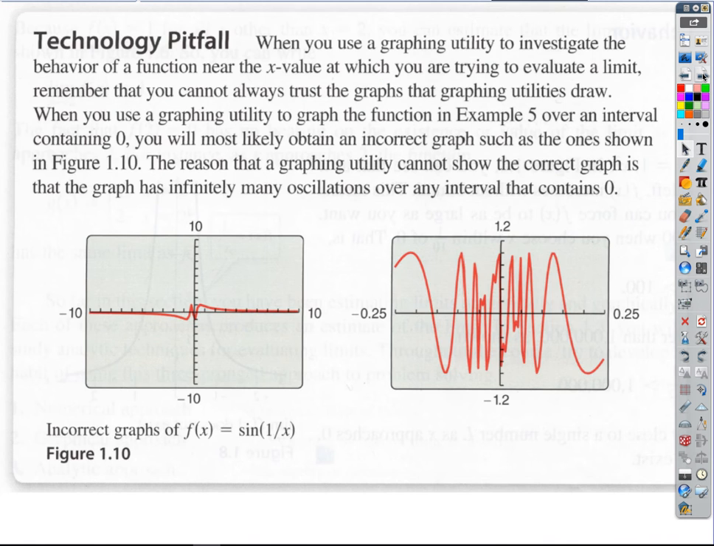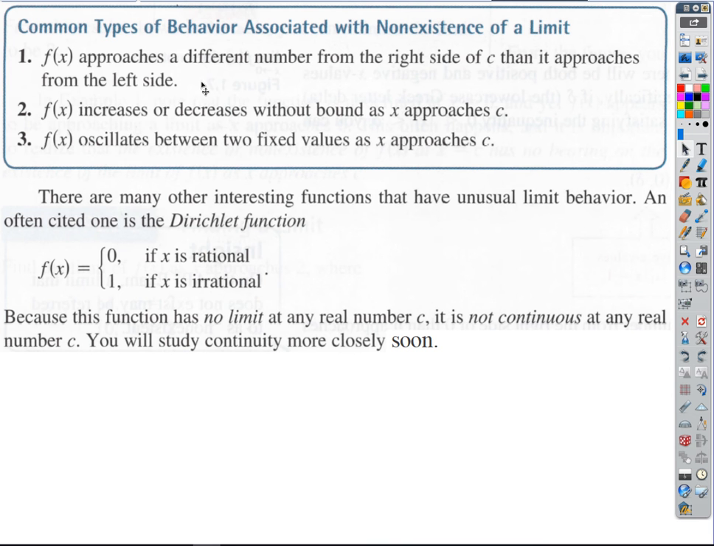what we talked about yesterday, in summary, we said that there are 3 kinds of common places. These aren't the only places, but 3 common places where limits are going to fail to exist. So you tell me, close your eyes real quick. What were they? Name them. What's the first kind of place where 2-sided limits, so regular limits, will not exist?